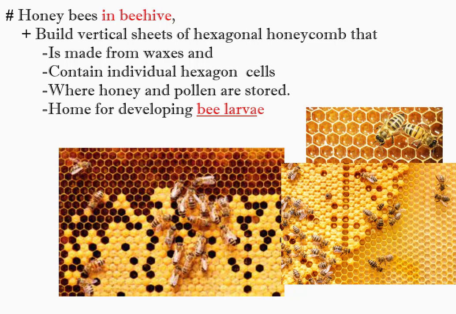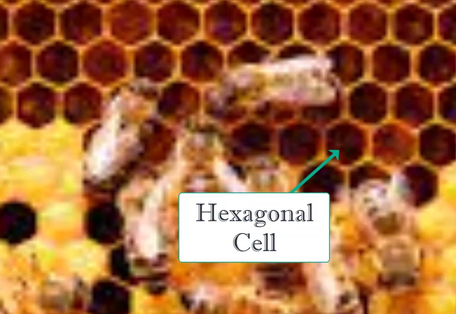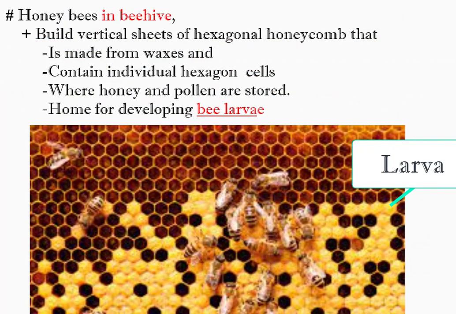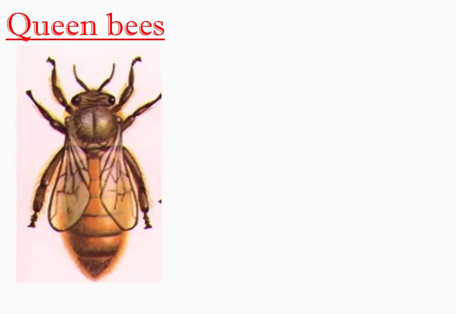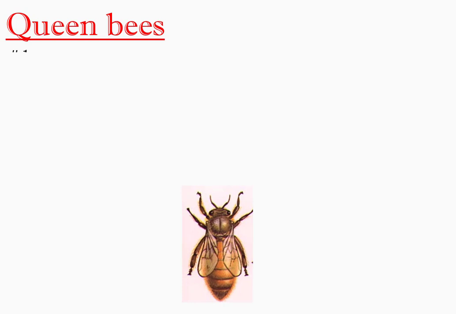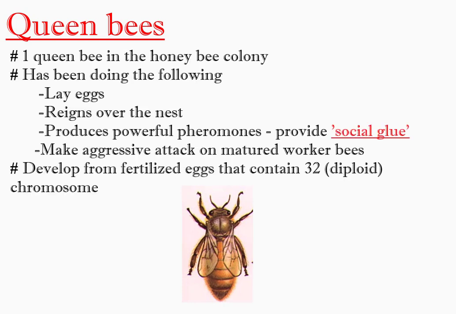This hexagonal honeycomb contains individual hexagons, or what we call cells, where honey and pollen are stored and which can also be a home for a single developing bee larva. The first type of colony member, or caste, in honeybee colonies is the queen bee. There is one queen bee in the honeybee colony.